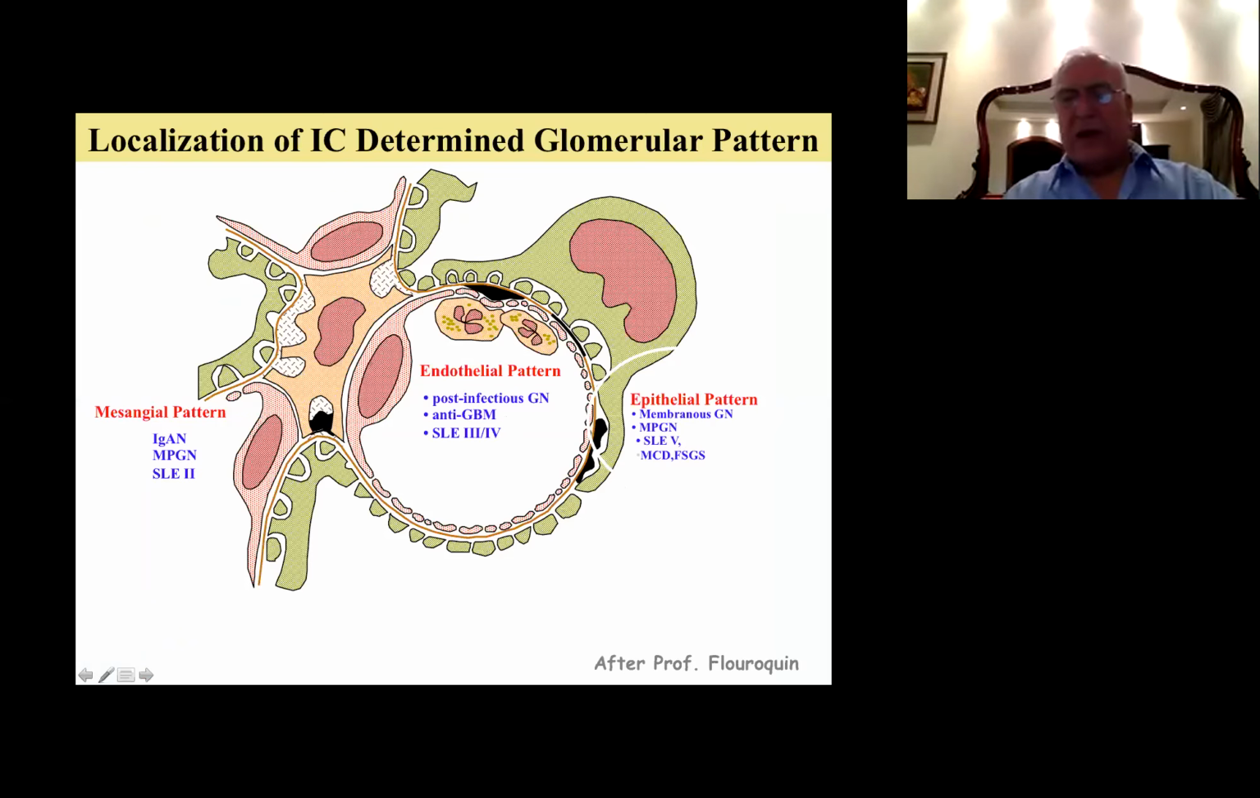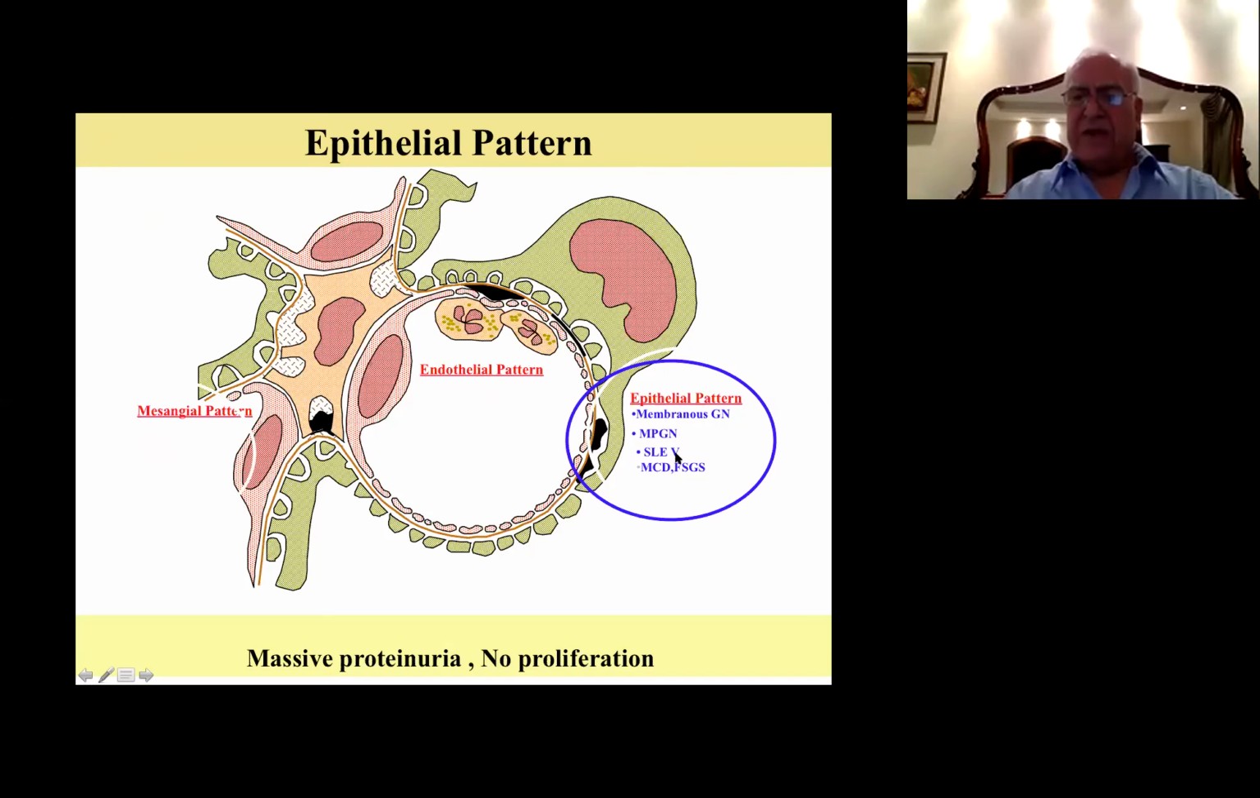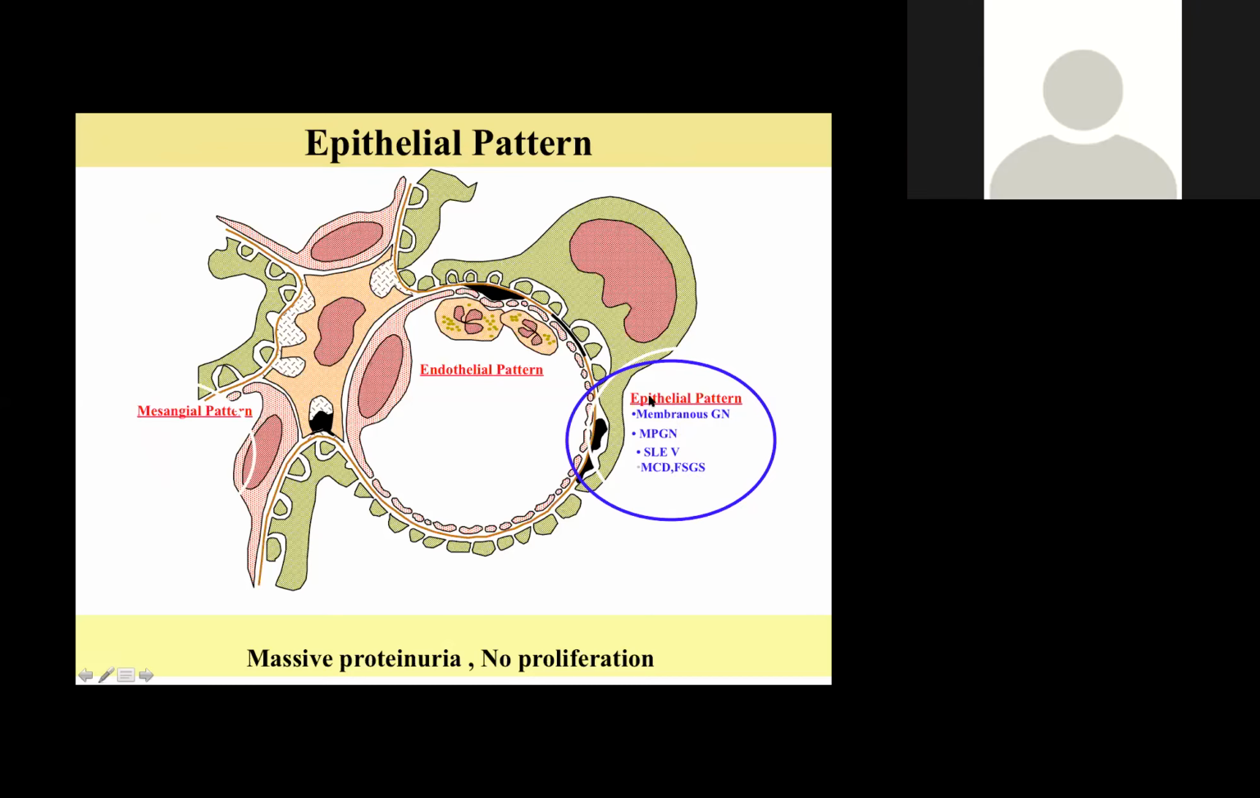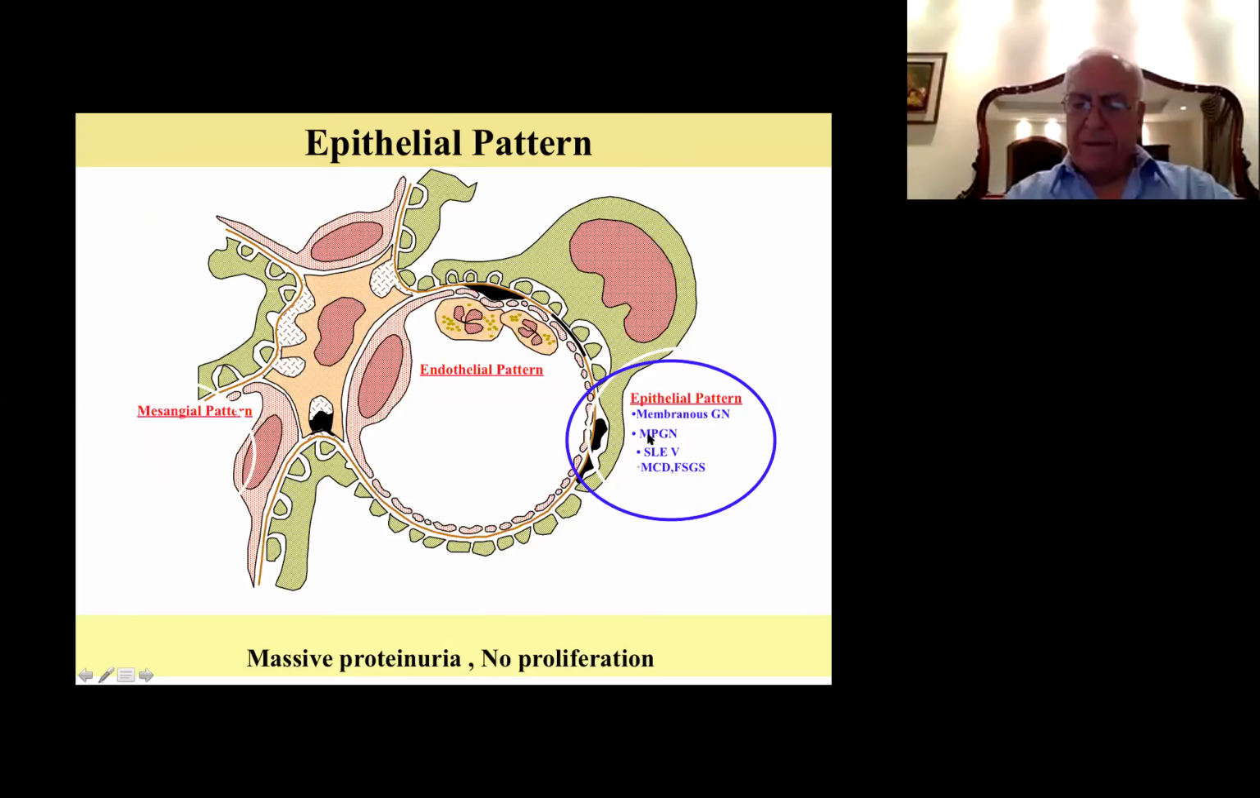Let's see each one. Now the epithelial pattern of injury, as I mentioned: membranous, membranoproliferative, lupus type 5, minimal change, and focal. How do they present? Massive proteinuria. So when you have a patient presenting with nephrotic syndrome, you have to think about these pictures. Membranous, focal segmental, and lupus always there. And that's basically what's happening.